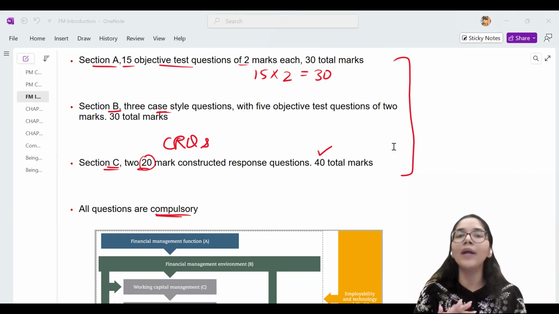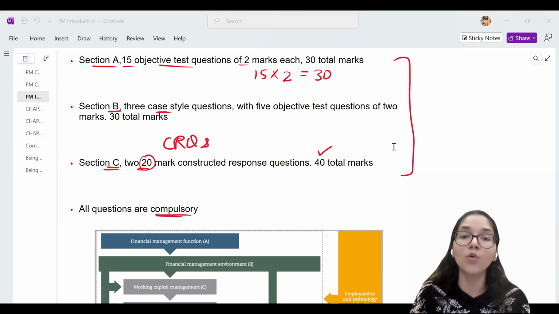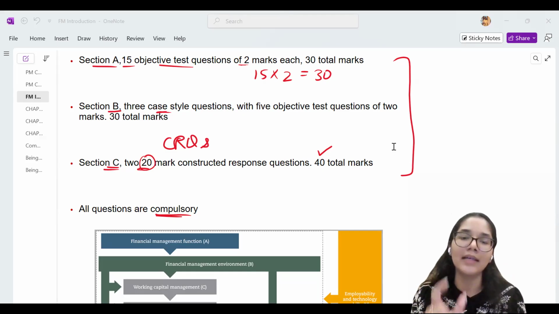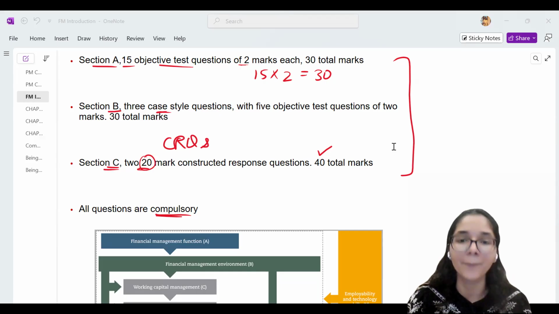That means there are no internal choices. Whatever question has come up in the exam, you have to attempt it as it is. There is no other choice. Whatever marks it is carrying, if you get it right, you will get those marks. If you do not, then those marks are going to go away.